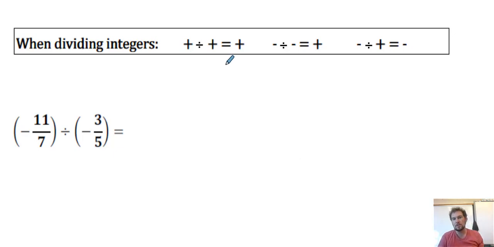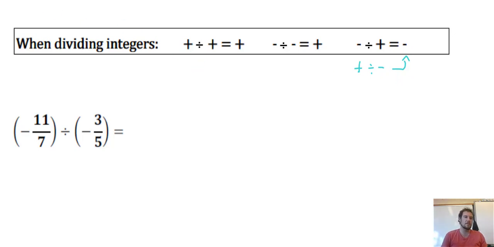Remember that when we are dividing, we follow the same sign rules as multiplication. So positive divided by positive gives us a positive, and a negative divided by a negative is also a positive. But a negative divided by a positive, or a positive divided by a negative, will give us a negative, okay?